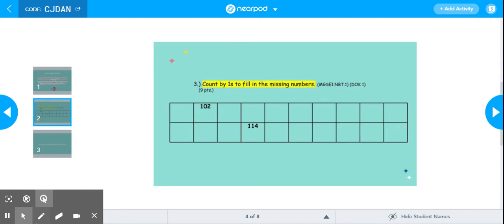So if you were to write the number 103, again, it's a 3-digit number, so you're going to write 103. And that will be how you would answer it, and you will continue to count up until you get to the final number here.